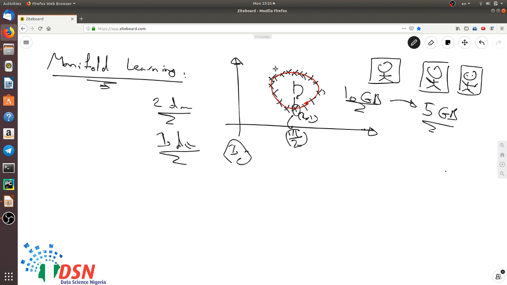Manifold learning is a good way to represent data points by their low dimensional coordinates. So in this example, the 2D space is the high dimensional space that the data lie in, but the low dimensional space is a one-dimensional space here, the dimension of the manifold, and we could represent the data points on that manifold with just 1D. We call that the low dimensional coordinate.